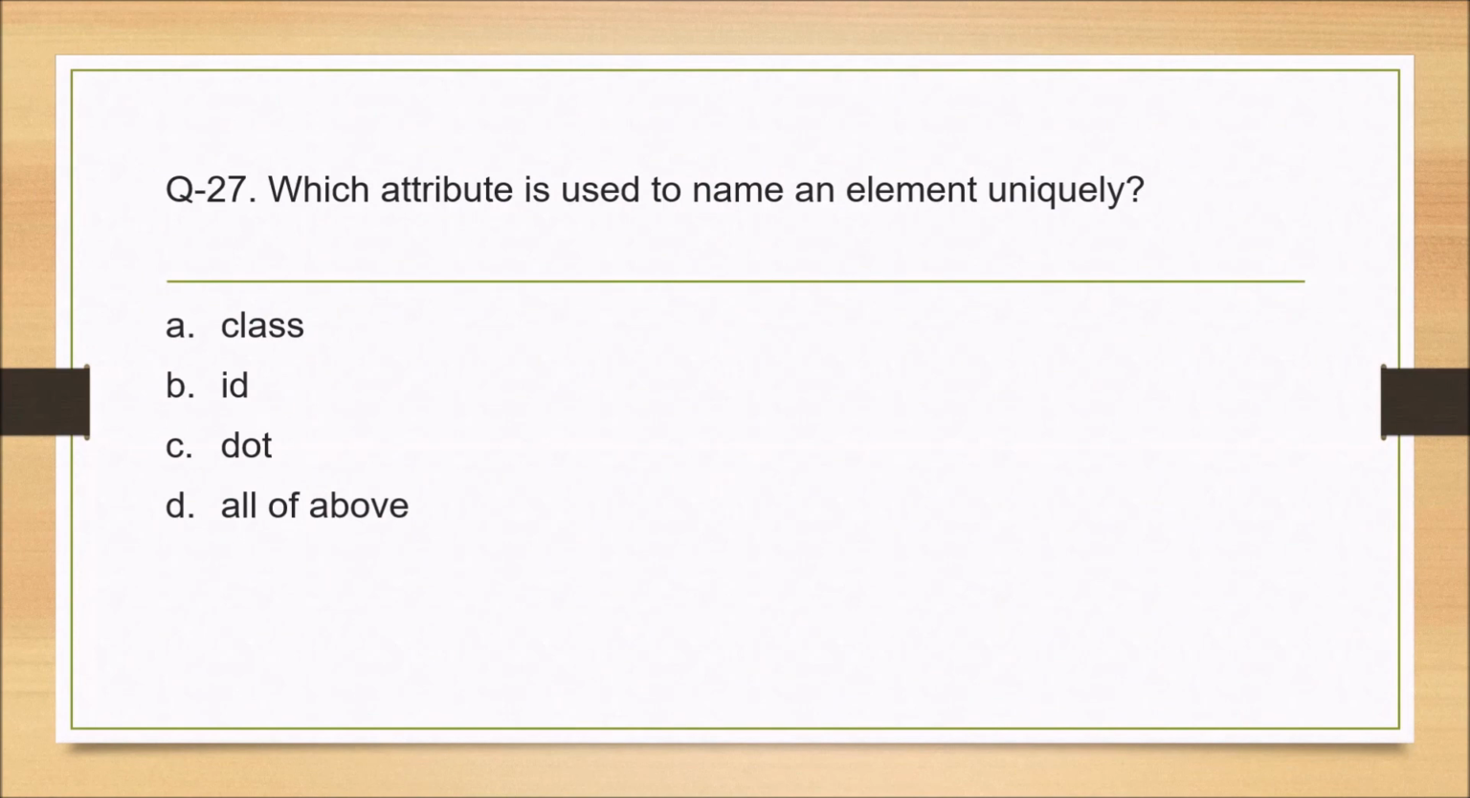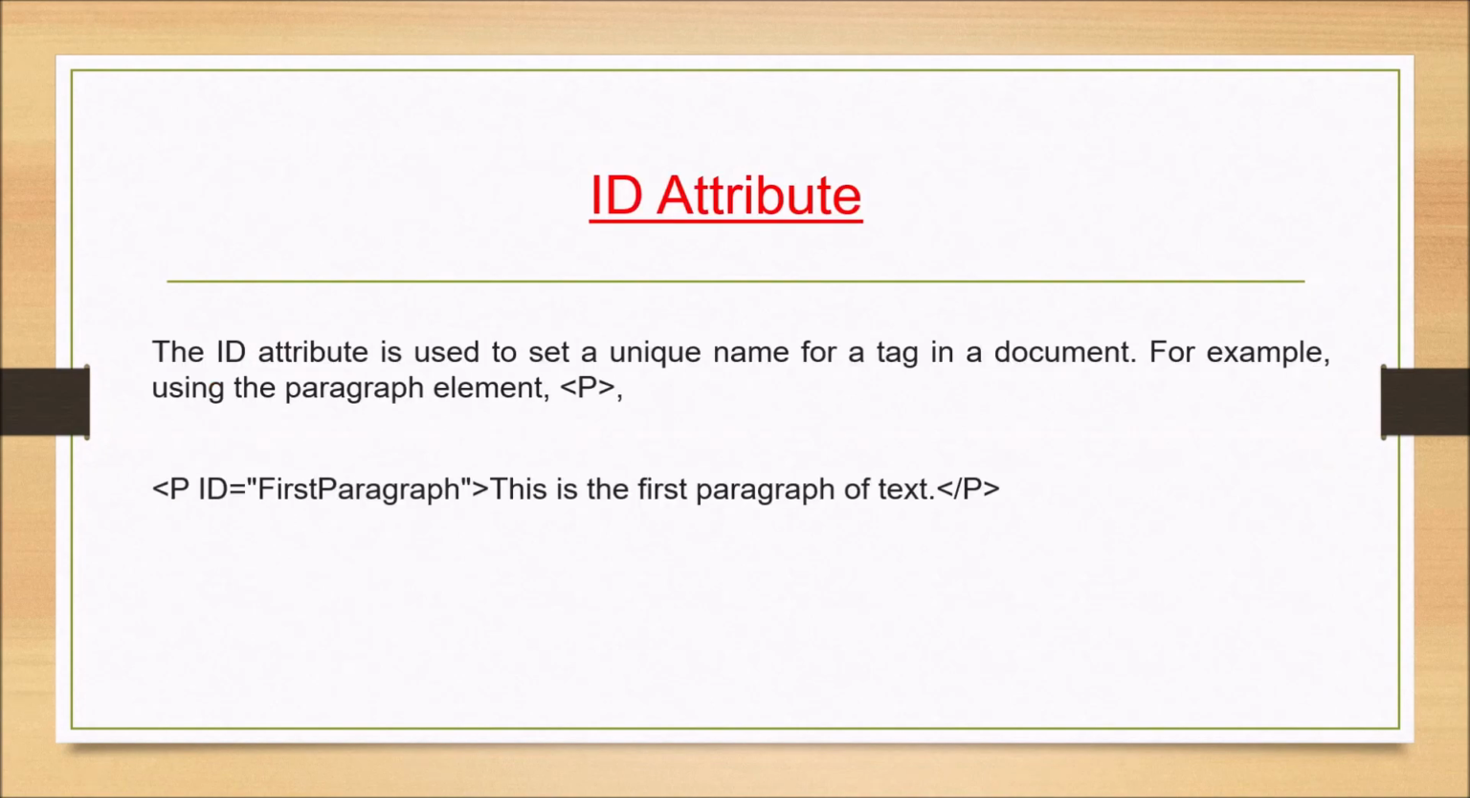Next is which attribute is used to name an element uniquely. And your options are class, ID, dot, and all of the above. And the correct answer is ID. With the help of ID, we can set a unique name for a tag in a document. For example, for any particular paragraph, if we want to assign an ID or unique name, we can do so with the help of the ID attribute. And here we are specifying id equals first paragraph.